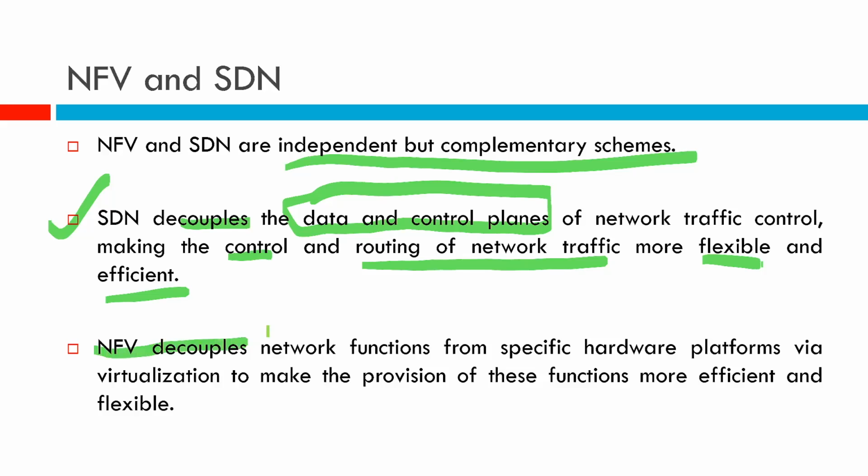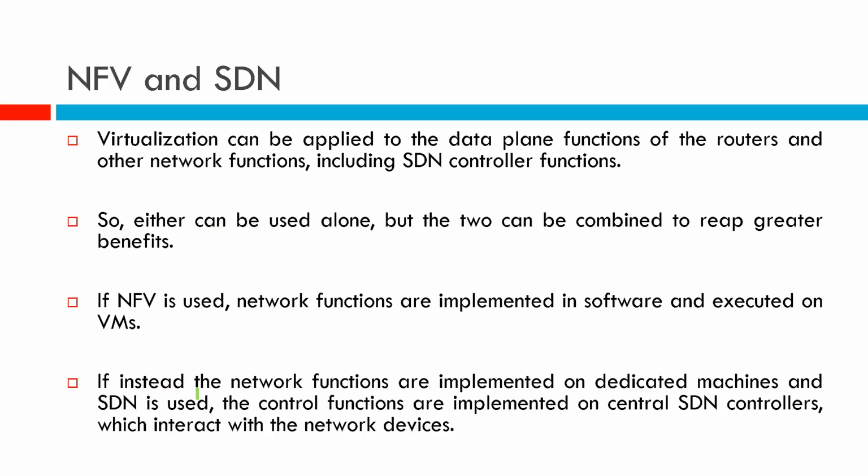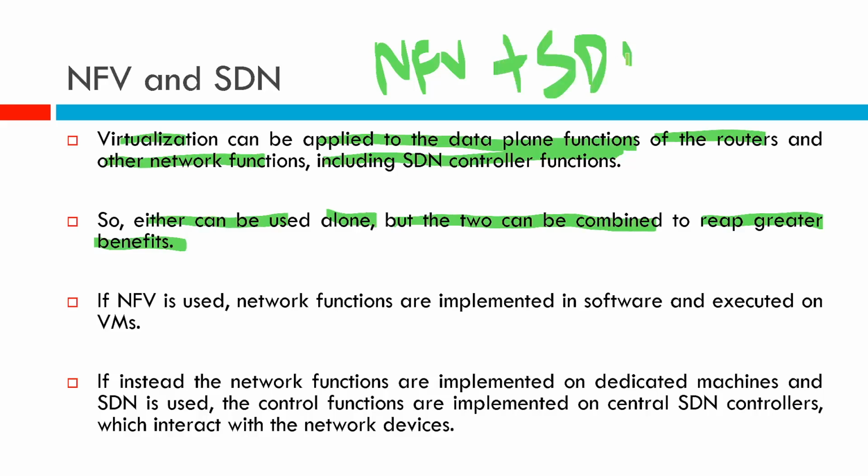Network function virtualization decouples network functions from specific hardware platforms via virtualization to make the provision of these functions more efficient and flexible. Virtualization can be applied to the data plane functions of the routers and other network functions, including SDN control functions. So either can be used alone, but the two can be combined to reap greater benefits. If you put NFV plus SDN together, you will get a greater benefit.